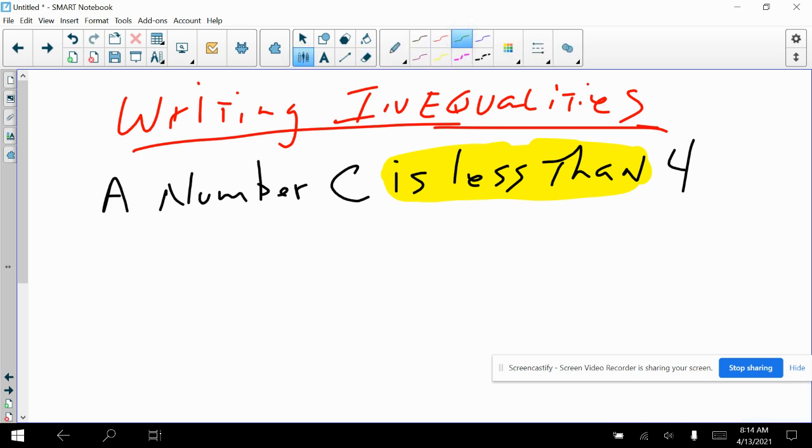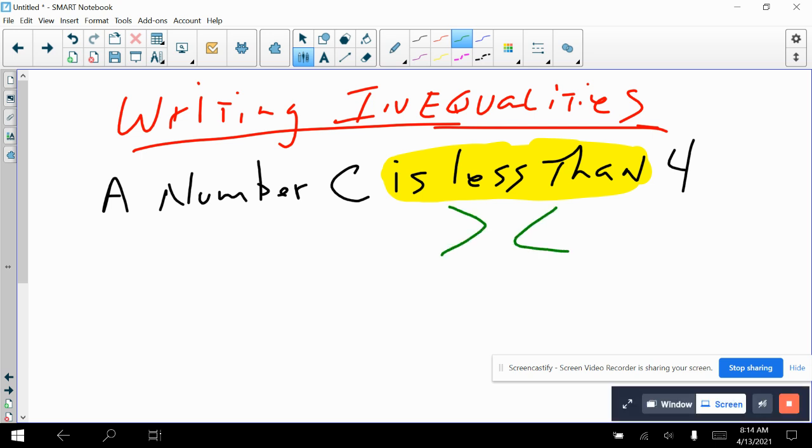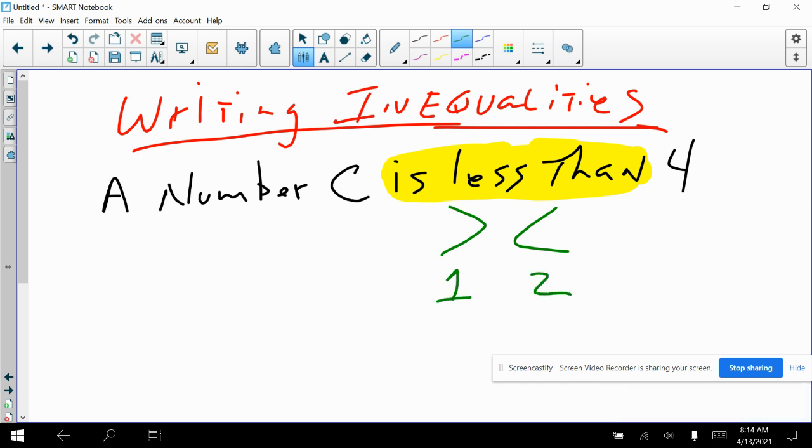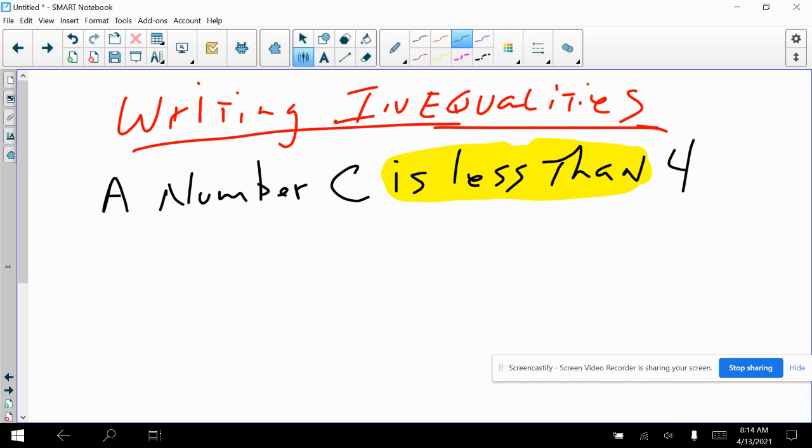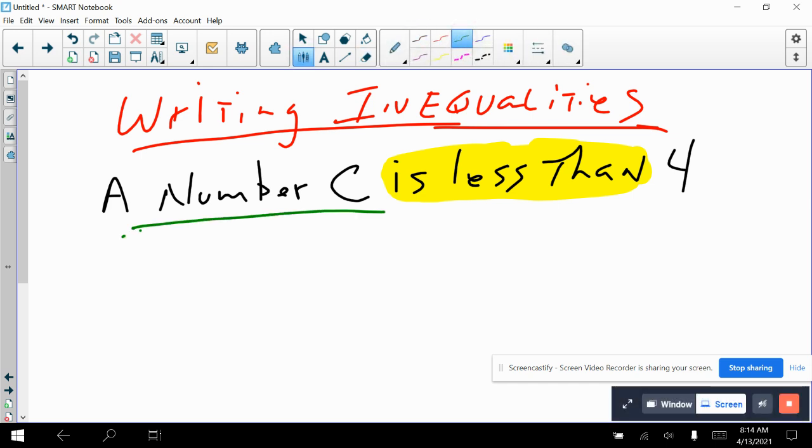"Is less than." Which way does that go? Does that go that way? Are we voting for one or for two? What do you think? Two? I see two. Okay, so we know a number C, and they give you the variable here, so we're dealing with C, is less than. You are correct, 2 goes that way. And now we have C is less than 4.